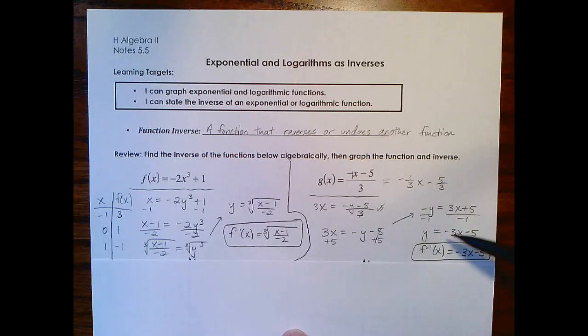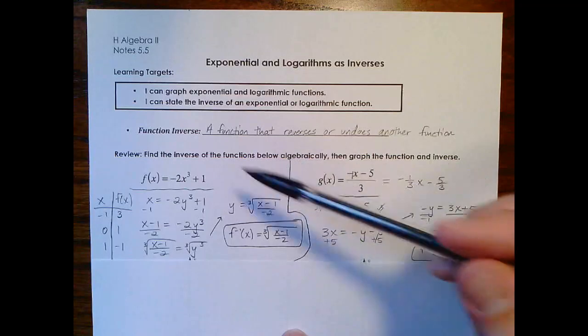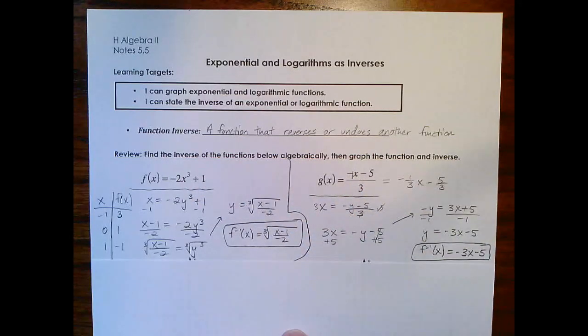Divide both sides by negative 1, and y is equal to negative 3x minus 5. So the inverse is negative 3x minus 5. Now, these two functions that we started with here and here are actually not too bad to graph. What I did is I actually made a small table.